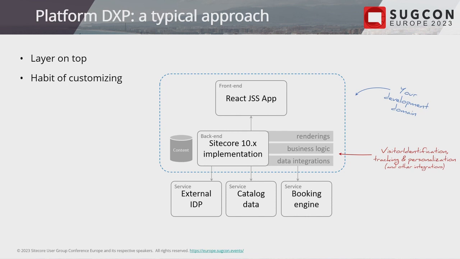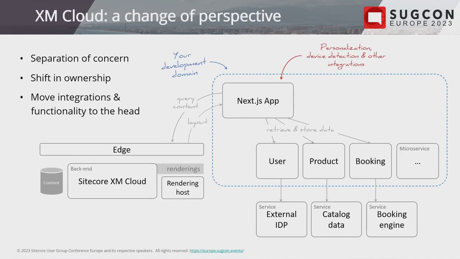We tend to do that within our Sitecore implementation, and that makes the development domain, indicated by the blue line. So you actually have your own React app or anything else if you use another front end with your Sitecore implementation, and your development domain actually includes the Sitecore installation. Things like visitor identification, tracking, and personalization also happens at the back end. And last but not least, we have a habit of customizing stuff, and we'll see what that means for migrating our solution to XM Cloud later on.